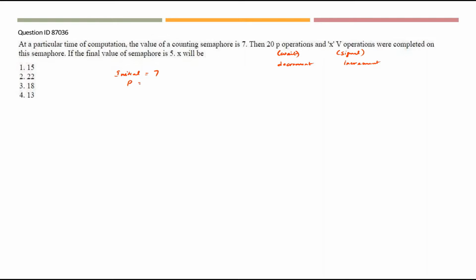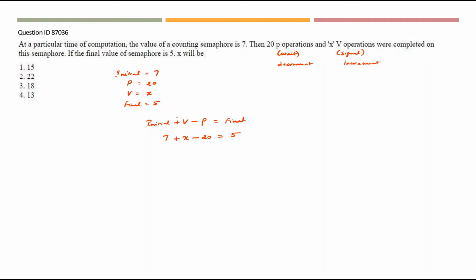The number of P operations will be 20. The number of V operations will be denoted by X and the final value of the semaphore is 5. Initial plus V minus P is equal to the final value of the semaphore. So instead of initial I am substituting 7, instead of V I am having X, instead of P I am using 20 and instead of the final value I use 5.